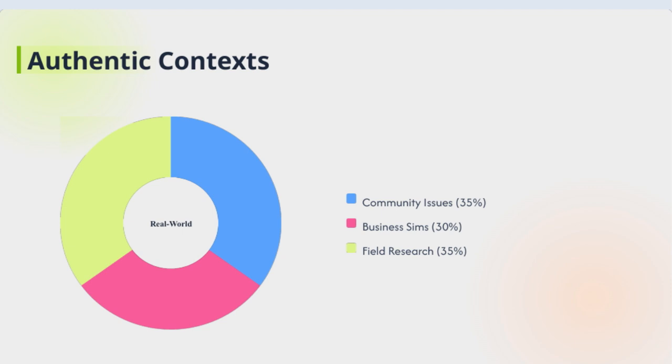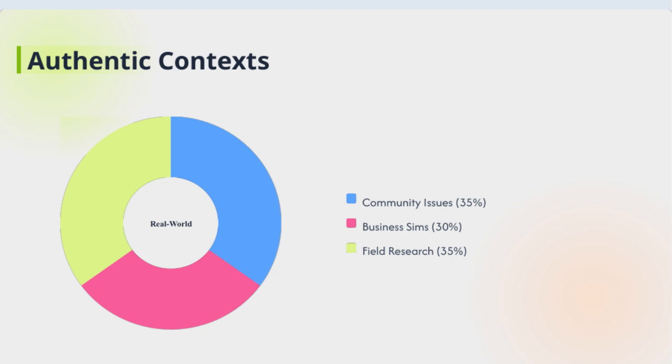Finally, community issues represent about 35%. This aspect emphasizes addressing real problems faced by communities, fostering a sense of social responsibility and relevance. It encourages students to think critically and contribute meaningfully to society. Overall, these authentic, real-world contexts are essential because they bridge the gap between classroom learning and practical application, making education more engaging and impactful. They ensure that students aren't just learning concepts, but are also prepared to navigate and solve real-world challenges.